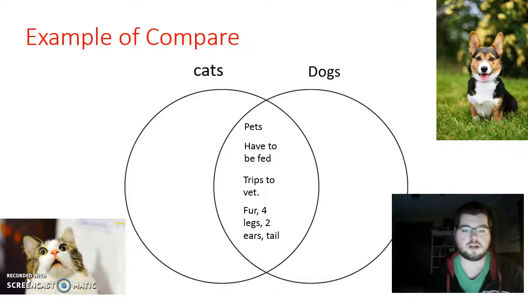So first we'll start out comparing the two. Both are pets. They have to be fed. They require trips to the vet. And then the physical characteristics they share. They have fur, 4 legs, 2 ears, and a tail.